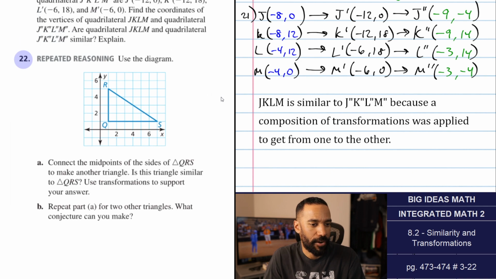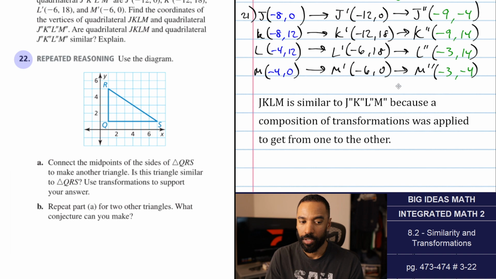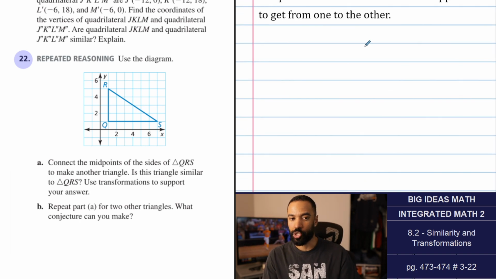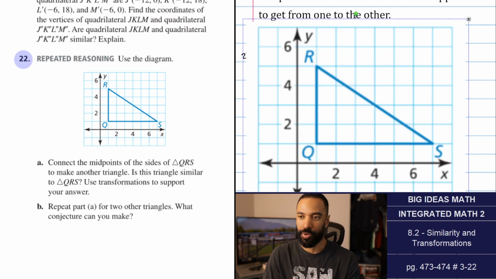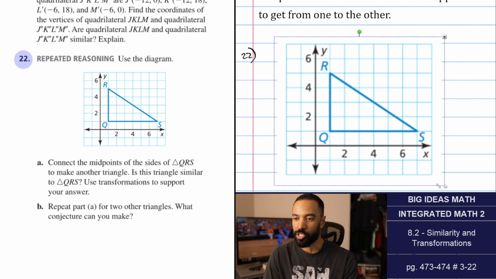Repeated reasoning. Use the diagram. Connect the midpoints of the sides to make another triangle. Is this triangle similar? Use transformation to repeat part A for two other triangles. Wow, that's a lot. 2 of my own or 2 within this triangle? I assume 2 of my own, because otherwise these would get pretty, yeah, that would get pretty small.